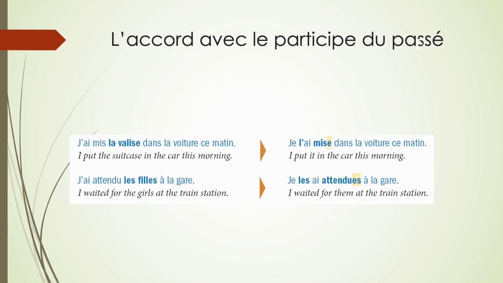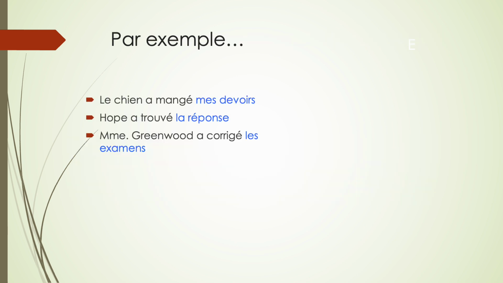Let's look at some more examples and see if we can get a hang of this. So, le chien a mangé mes devoirs. The dog ate my homework. Mes devoirs is plural. So, we're going to replace it with the pronoun les. And our new sentence will be le chien les a mangés. The dog ate them. So, les is now in front of the verb. So the past participle is going to have an S afterwards to make it agree with les.